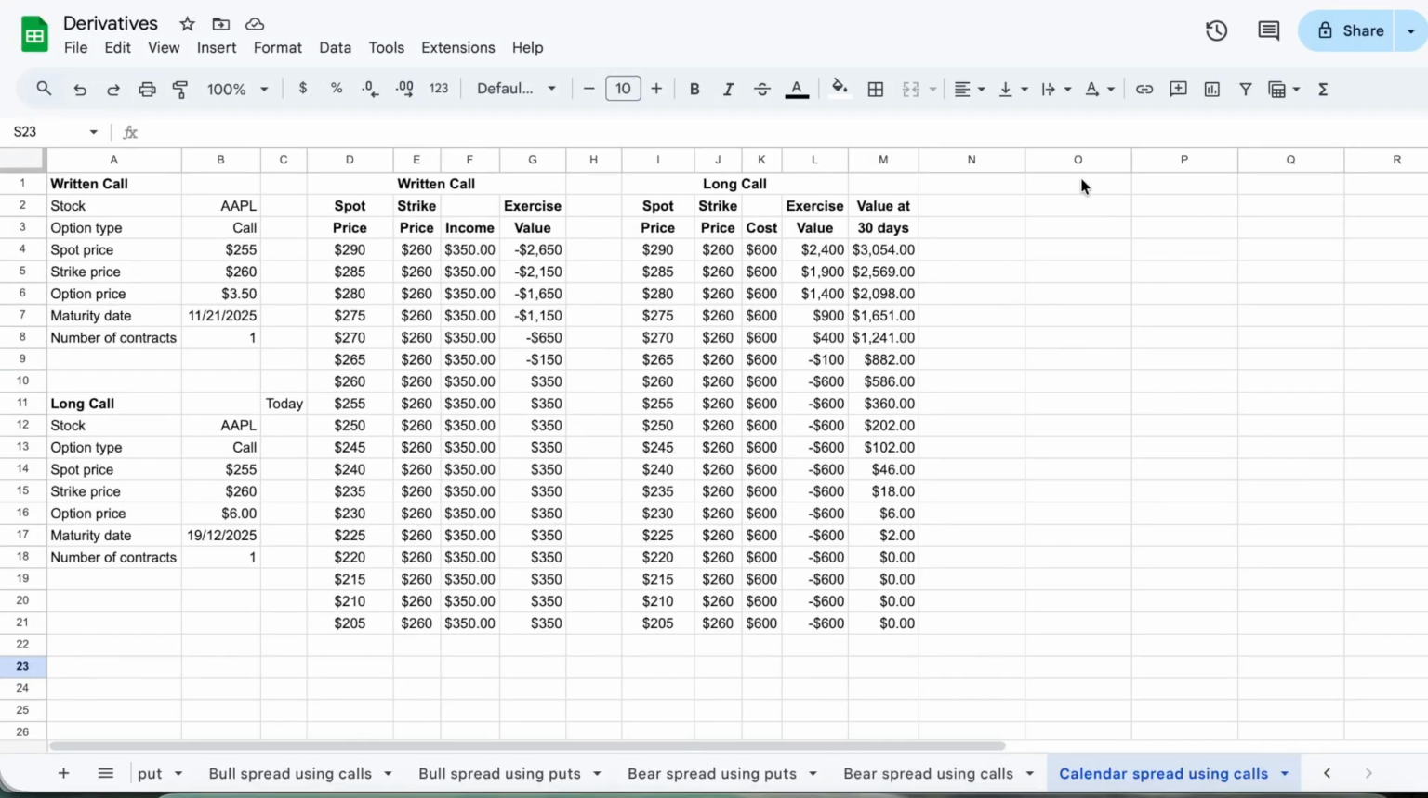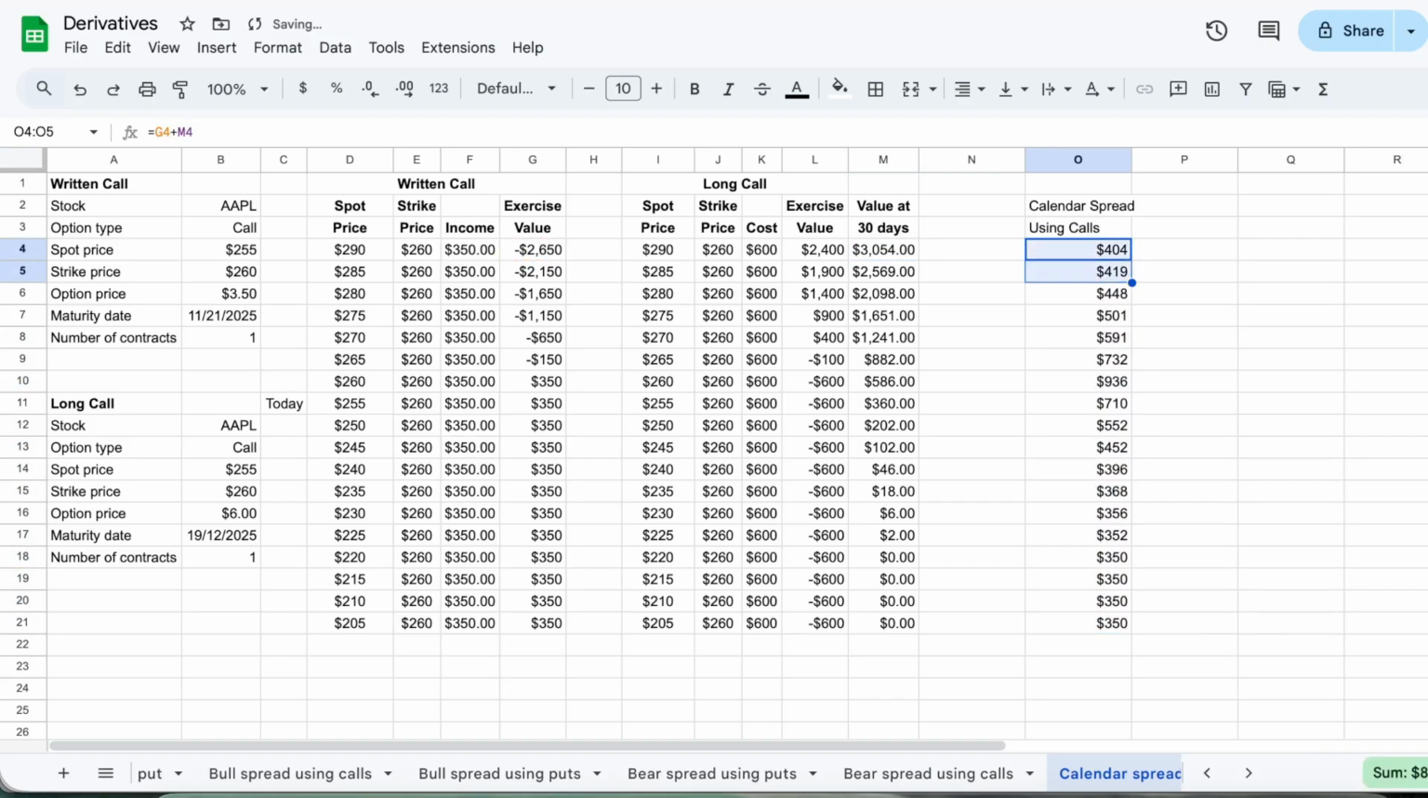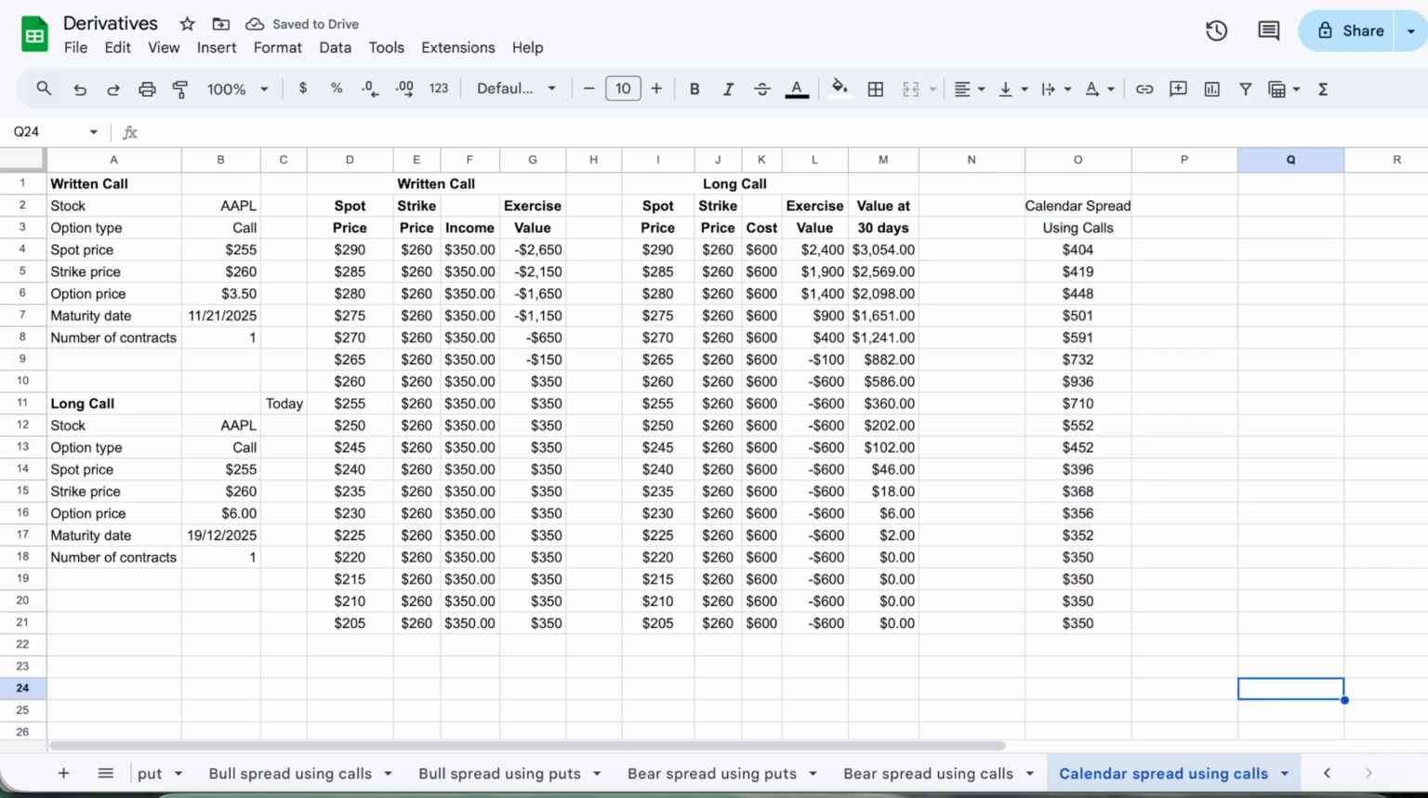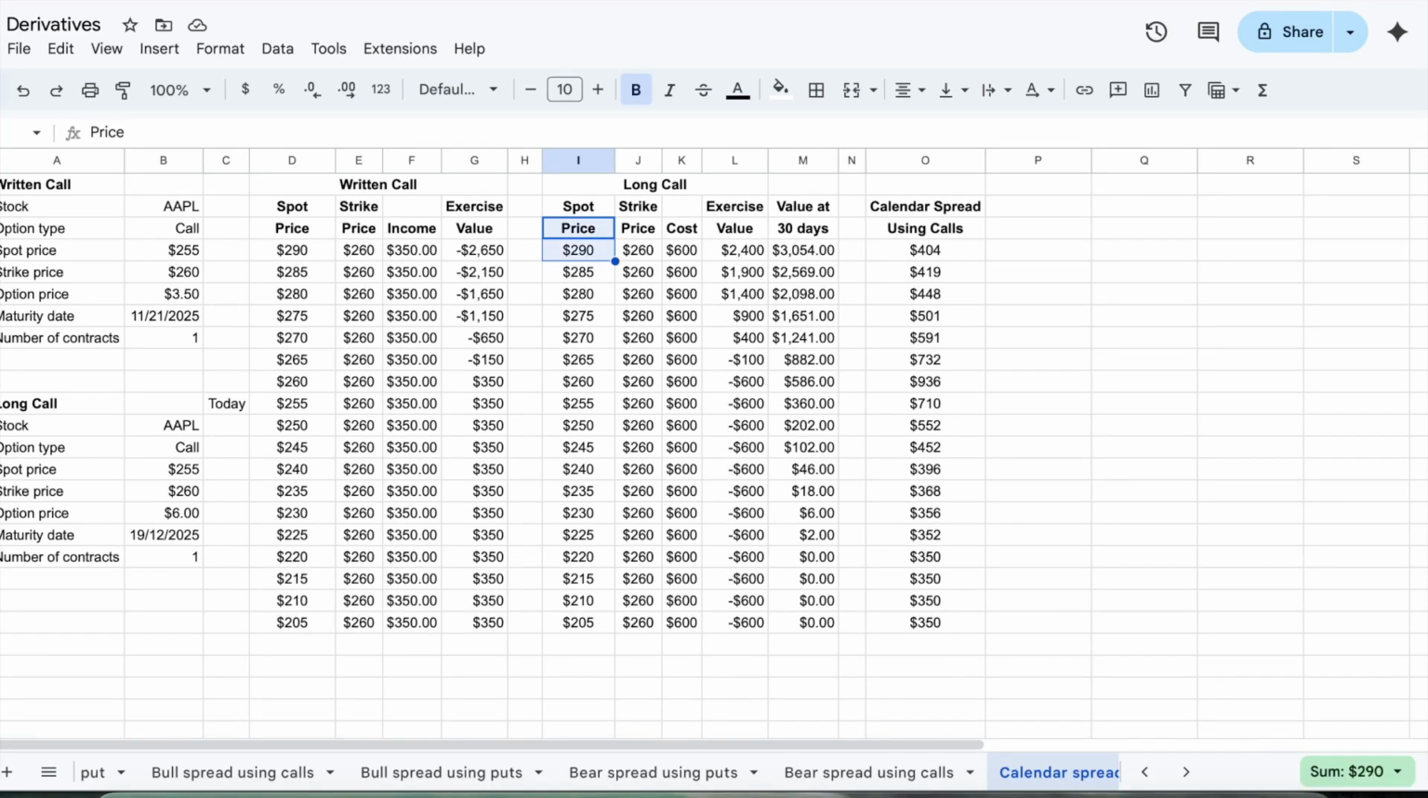We will now combine the values of the written call option and the long call option at the maturity date of the written call option. Remember, when the written call option expires, the long call option still has about 30 days to expiration. We can now draw the payout chart. Notice that this strategy will have limited profit around the strike price and a limited loss.